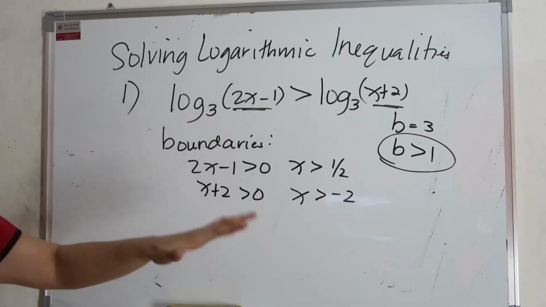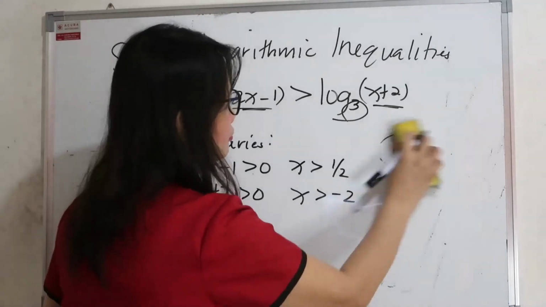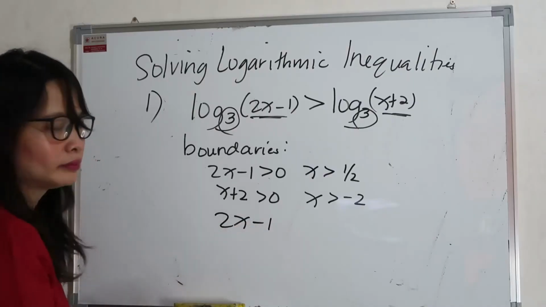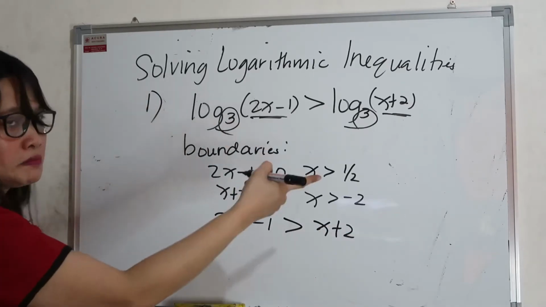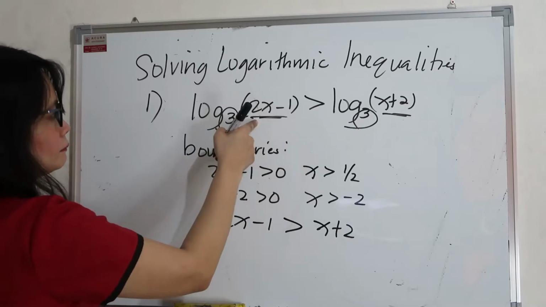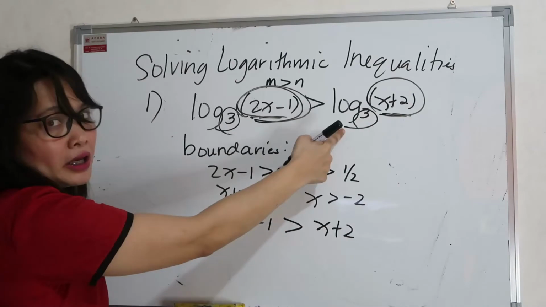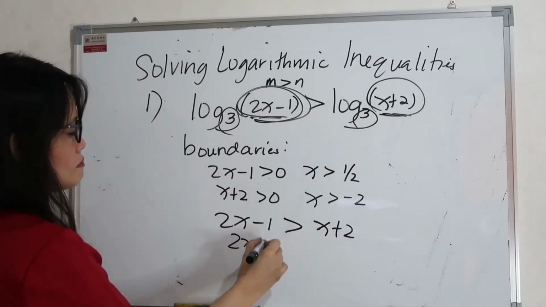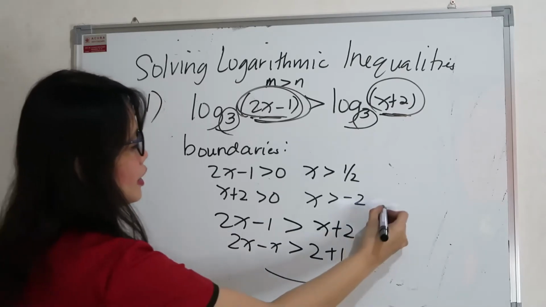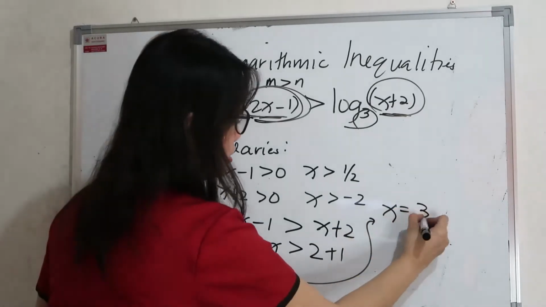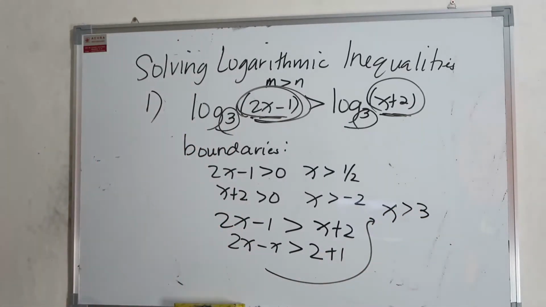Next, since they have the same base, which is 3, you can now solve it. 2x minus 1 greater than x plus 2. If they have the same base, that becomes m is greater than n. This is your m, this is your n. So you have 2x minus x greater than 2 plus 1, so x is greater than 3.